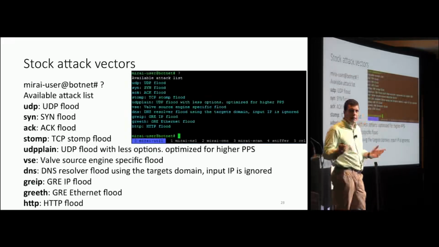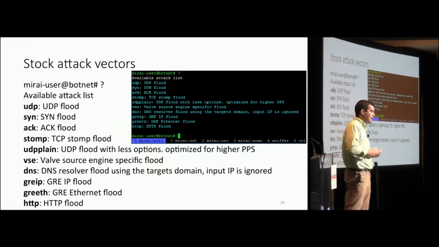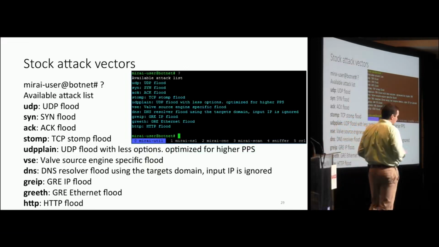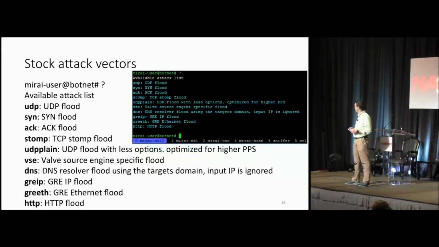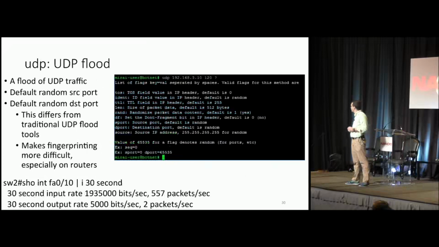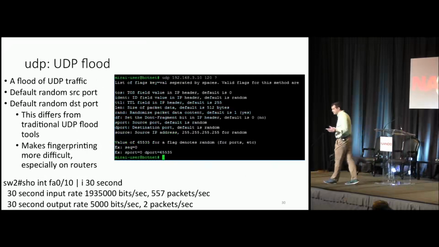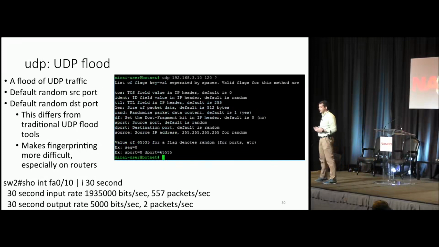So we're going to go through the attack vectors here. This is a screenshot of what the control looks like. So I do a question mark from the botnet control. And I say, what are the available attacks here? And we're going to go through each of these and what they do. First, a UDP flood, just a basic UDP flood.